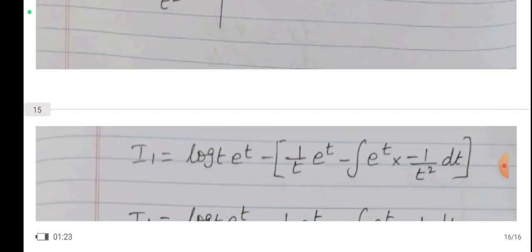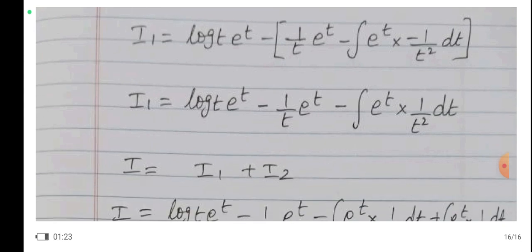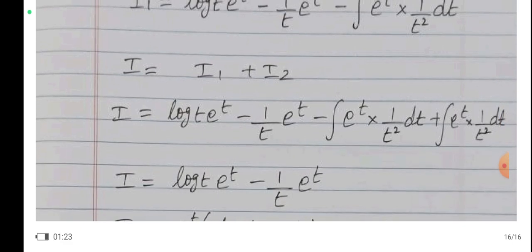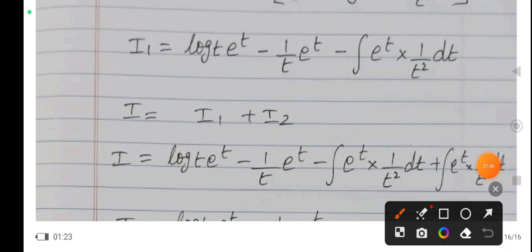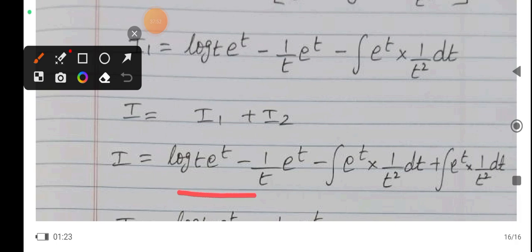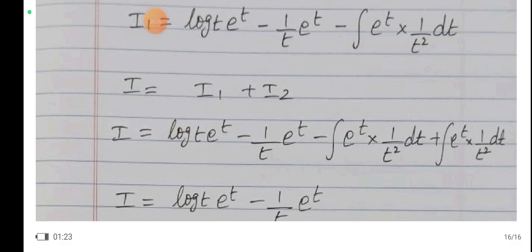You wanted to note that if you are splitting as I1 and I2, we have to be careful when we are doing it. Otherwise, don't split into I1 and I2, directly integrate. Okay, I equals I1 plus I2. So I1 value fully we have written till this. Log t e power t minus 1 by t e power t minus integral e power t into 1 by t square dt. Then the I2 is e power t into 1 by t square.